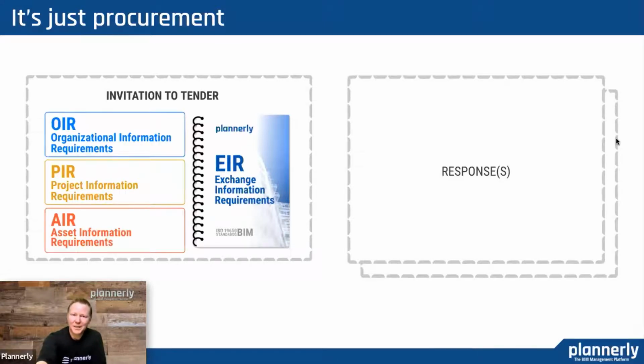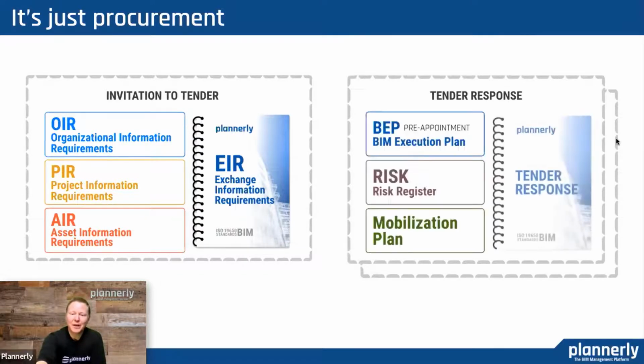And what goes into that are organizational, project, and asset requirements that are summarized in a way that a team can respond to. And the response is called a tender response. And there are multiple tender responses. And they are formulated from the BIM execution plan, which is a pre-appointment plan answering the questions from the tender, risk register and mobilization planning, as we just talked about.